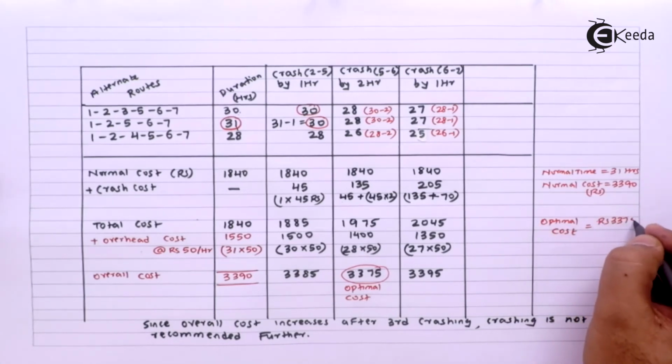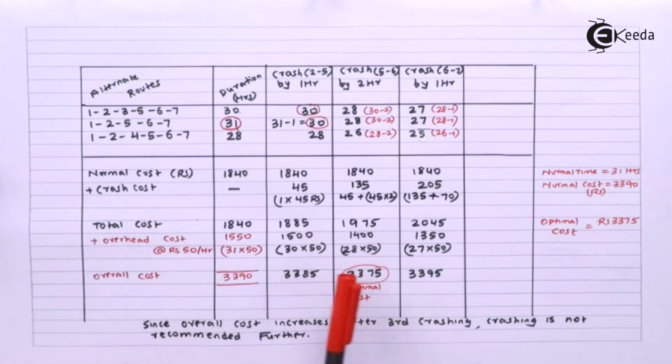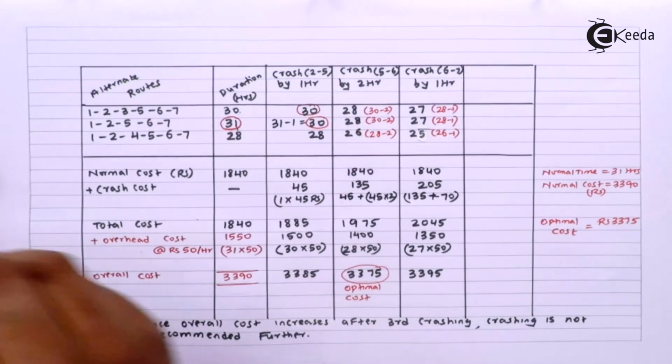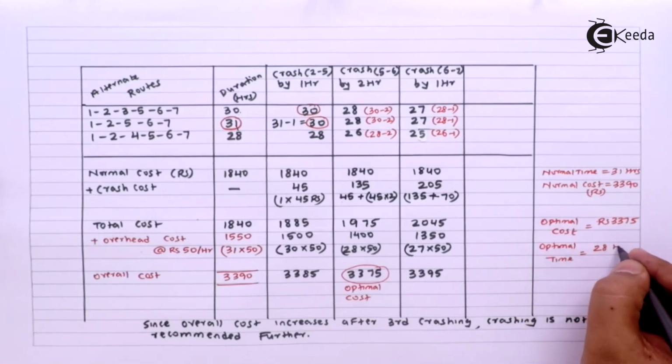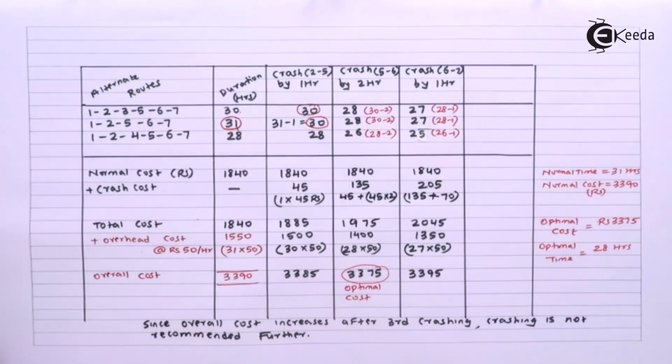रुपीज 3375 जहां पे कॉस्ट सबसे कम है और उस कॉस्ट पे जो टाइम आएगा दैट विल बी कॉल्ड एज द ऑप्टिमल टाइम विच इज 28 आवर्स. सो ऑप्टिमल टाइम इंडिकेट्स द टाइम एट विच योर टोटल कॉस्ट इज लोवेस्ट. सो इन दिस केस माय टोटल कॉस्ट इज लोवेस्ट एट 28 आवर्स. Therefore, I will say my optimal time is 28 hours and the cost at 28 hours will be called as the optimal cost. And remember, whenever the cost will start increasing, means I am not getting the lowest possible cost, you should stop the crashing.